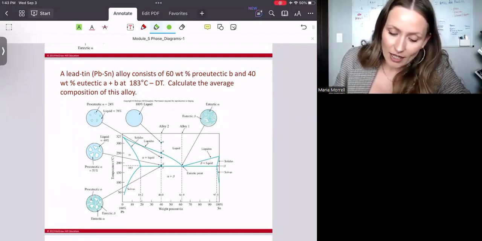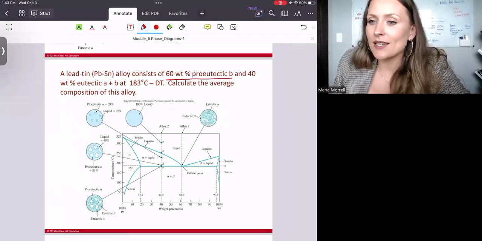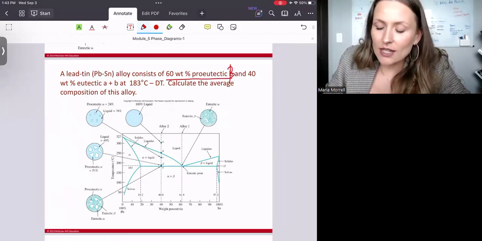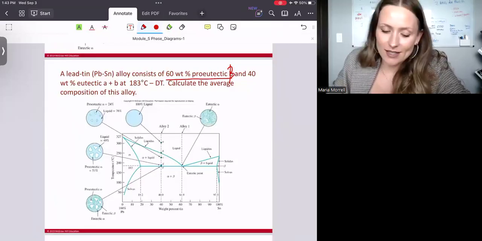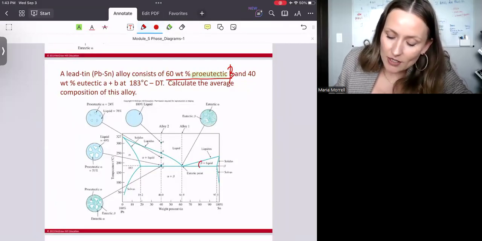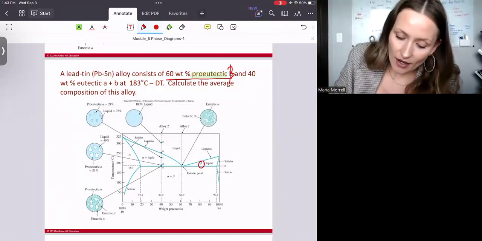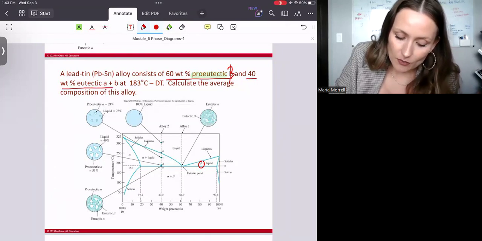So I'm still looking at an alloy, but this time I am given 60 weight percent of pro-eutectic beta, okay? So the key word here is pro-eutectic. We cannot ignore it. And if you guys remember, that's the pro-eutectic from here, right? That's the one that forms before. And then I have 40 weight percent of eutectic alpha plus beta, right?